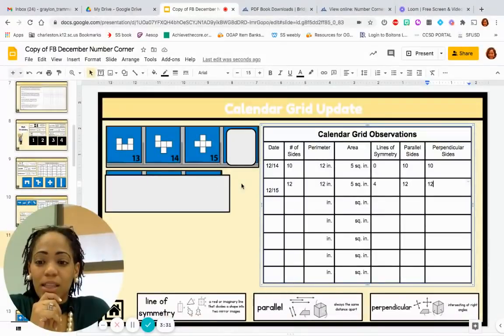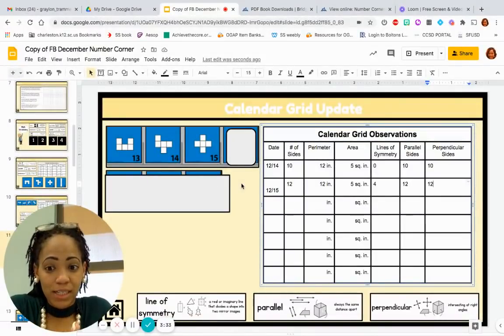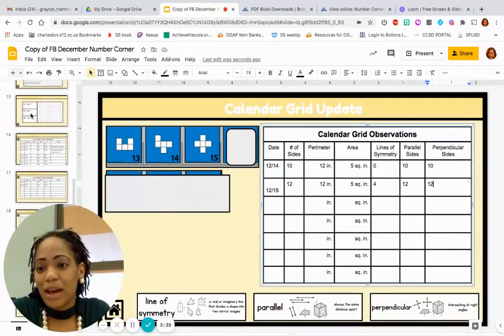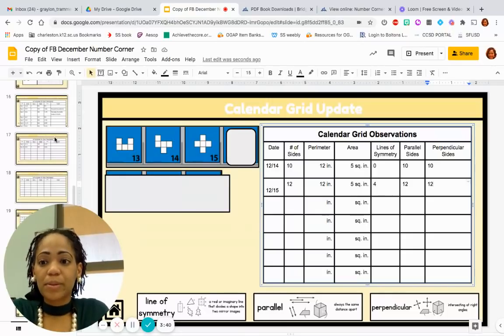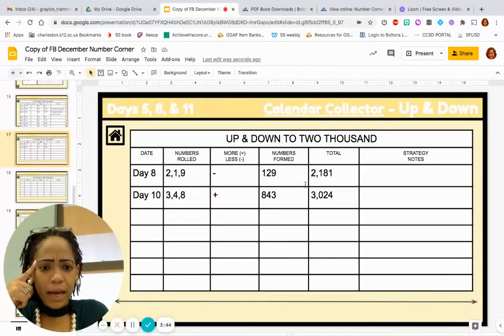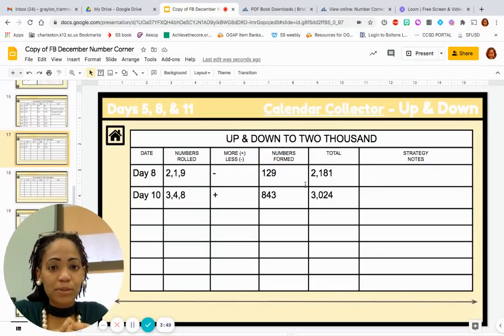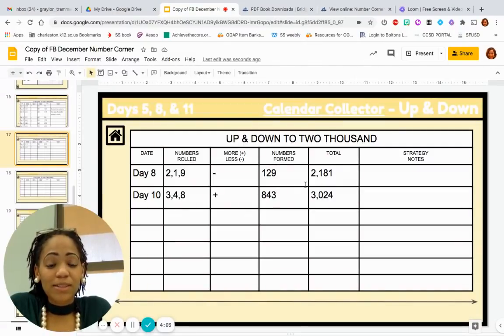Now, let's think about our race to 2,000, if you will. And we know that we've already surpassed 2,000. Yesterday when we played, we were able to get to the number 3,024. So, how far away from 2,000 are we? Are you thinking 1,024? I sure hope you are because 2,000 plus 1,024 is going to give me 3,024.